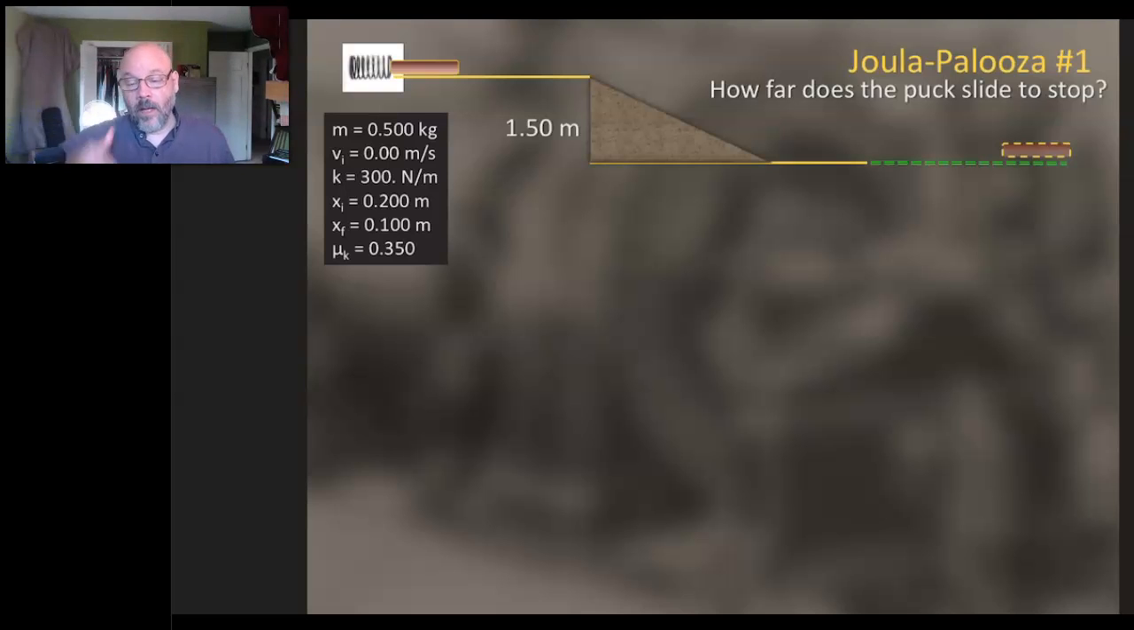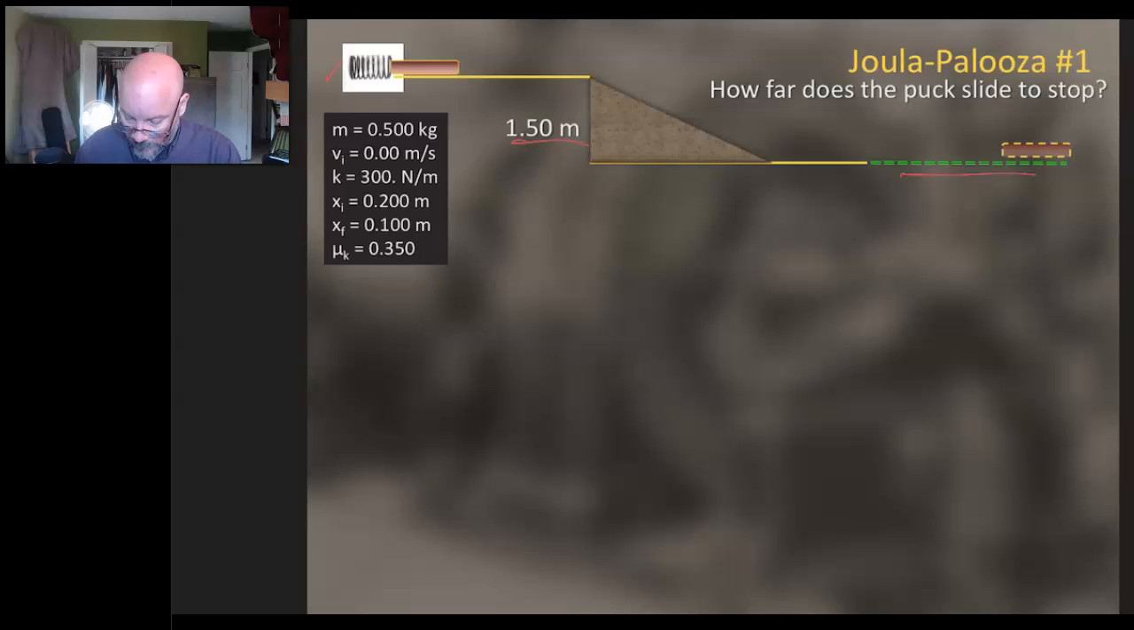Okay, so here we go. We're going to combine different elements. And you can see this one has a spring element, a height change, and some friction.